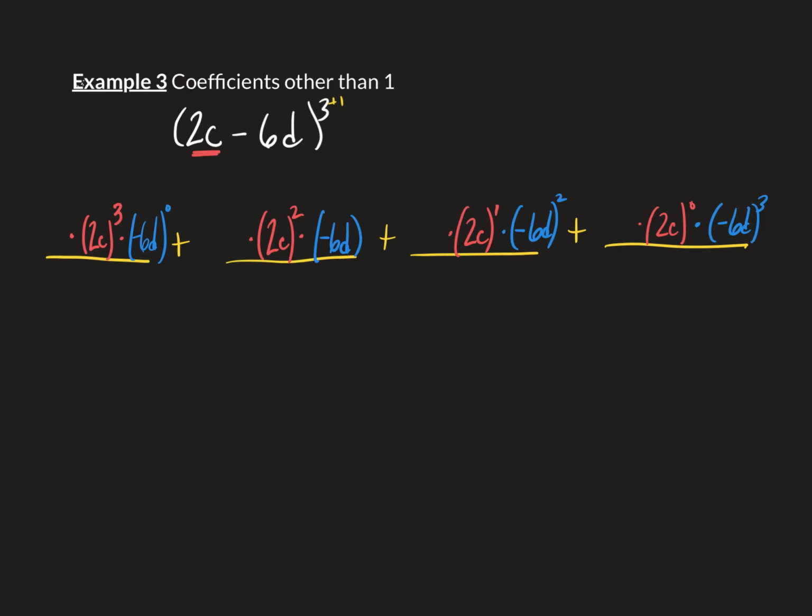And then I'm going to write out Pascal's triangle. I need the row with 4 terms. 1; 1, 1; 1, 2, 1; 1, 3, 3, 1. So then I'm going to put those as my coefficients. 1, 3, 3, 1. And now I'm going to do the math.